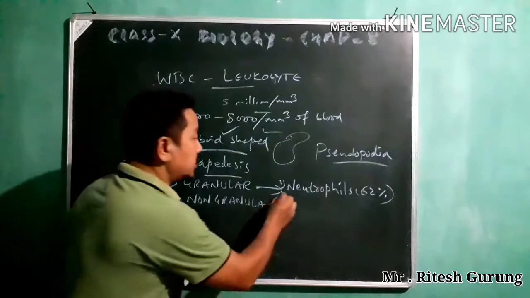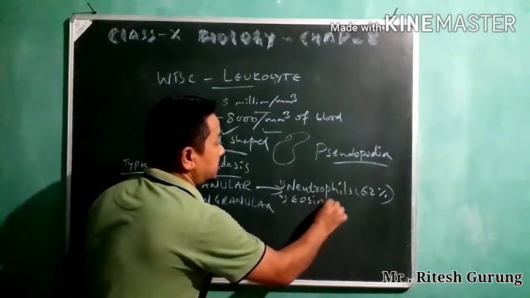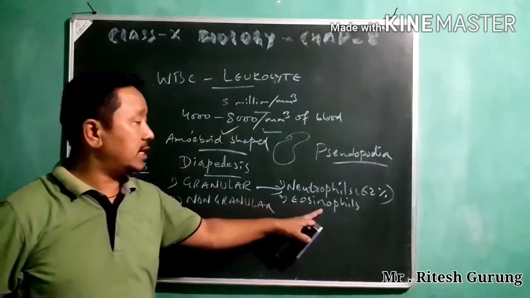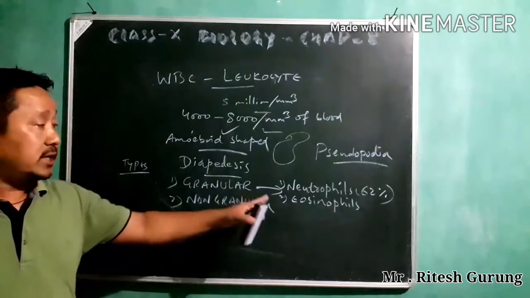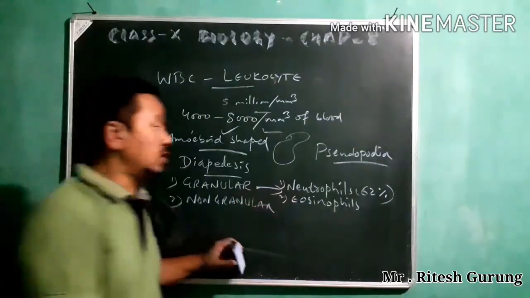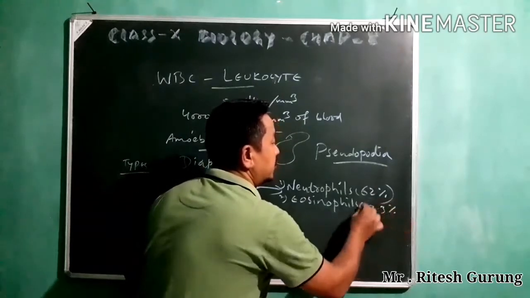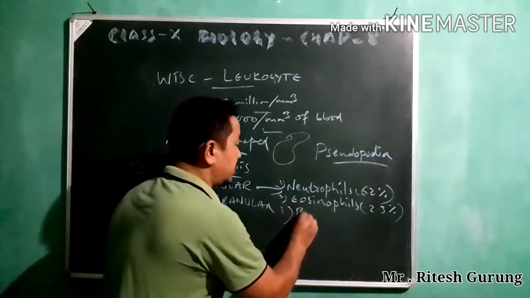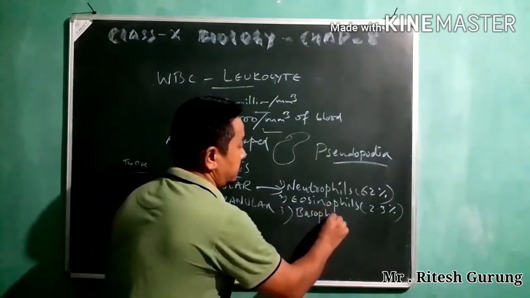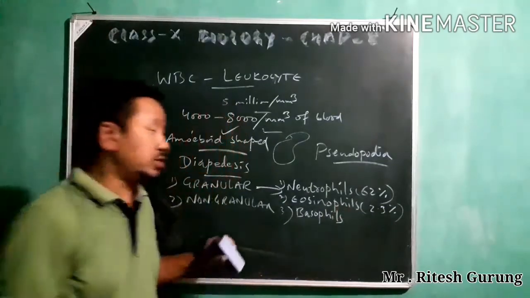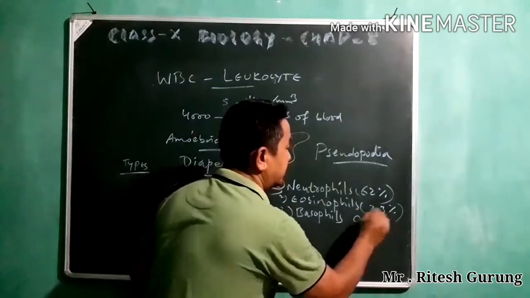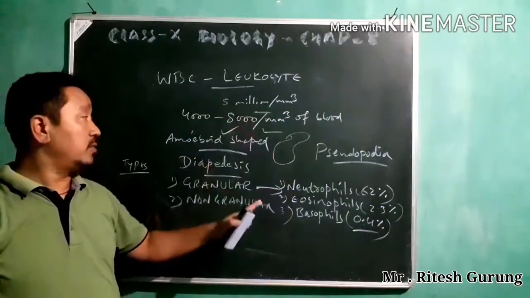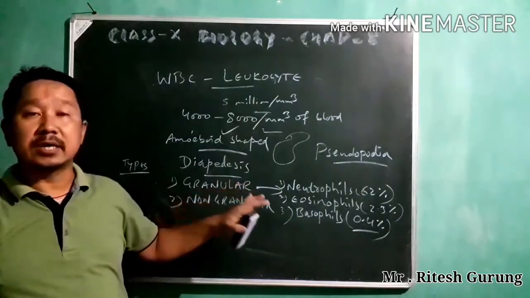Then number 2, eosinophils, which constitute 2.3%. And number 3, we have basophils, which constitute 0.4%. So these are the 3 different kinds of WBC or leukocytes that come under the granular type.